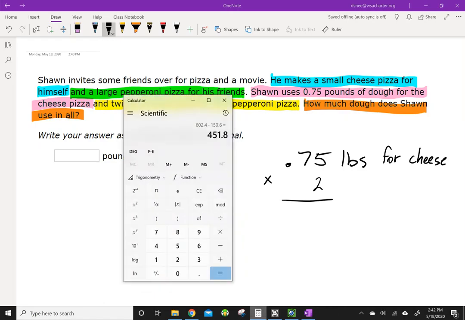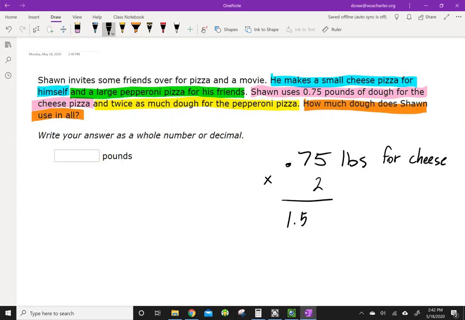Okay, you've got your calculator. You do 0.75 times 2 equals 1.5. Maybe you already knew that 0.75 or 3/4 doubled was 1.5. That's how many pounds he uses for the pepperoni. And I write this stuff out so I can visualize it, so I know 2 times as much, and then we're trying to find the total amount used.